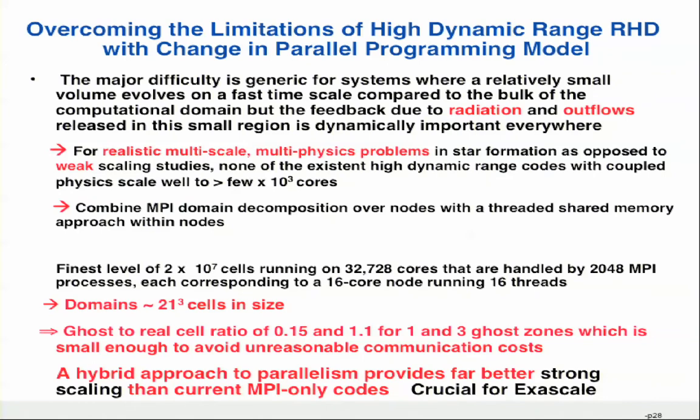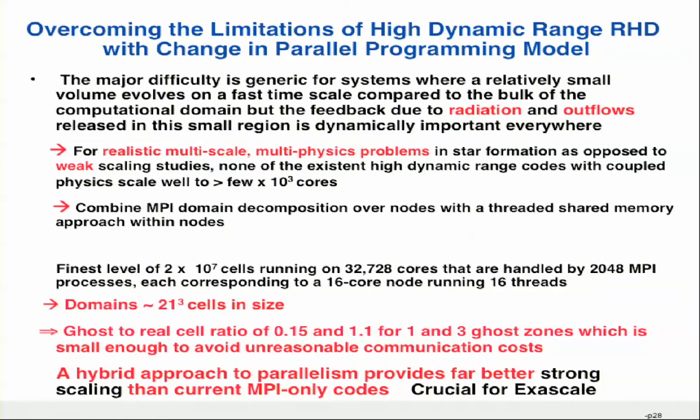The major difficulty is generic for any system where a relatively small volume evolves on a rapid time scale compared to the bulk of the computational domain, but the feedback is occurring from that small region, and yet it dynamically affects the entire domain everywhere. That's the problem of star formation. For realistic multiple scale multi-physics problems, as opposed to weak scaling studies, none of the existing high dynamic range codes with coupled physics scale well to more than a few thousand cores, and this is the reason.